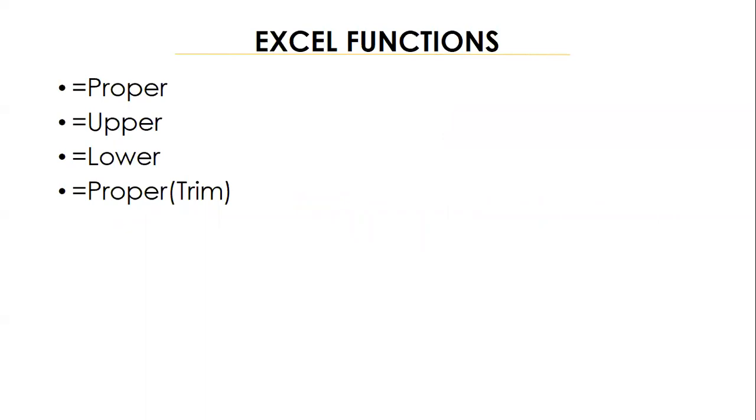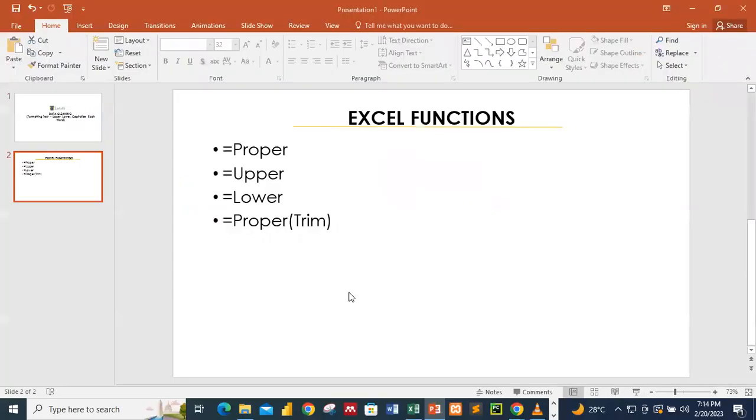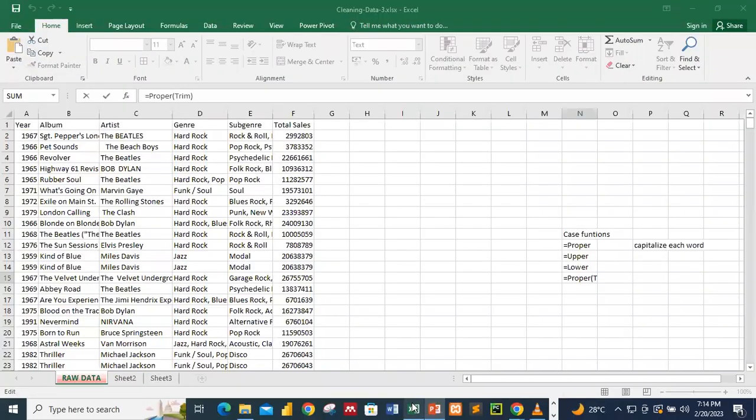We have the proper, we have the upper, we have the lower, and we have a combination of proper and trim. All right. So when we talk about trim, what does it mean? So we'll start with some practical examples and how we will use the proper, the upper, the lower, and a combination of proper and trim. All right. So this is our Excel file, and we will start with trim because we have trim over here.